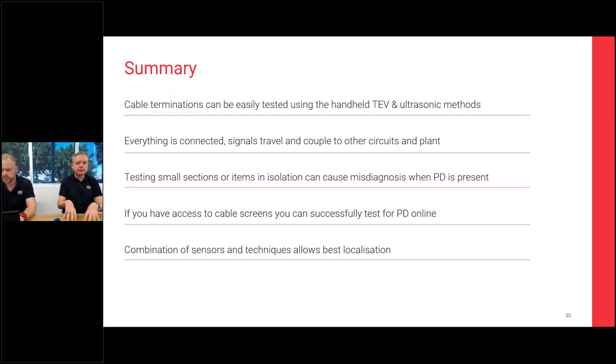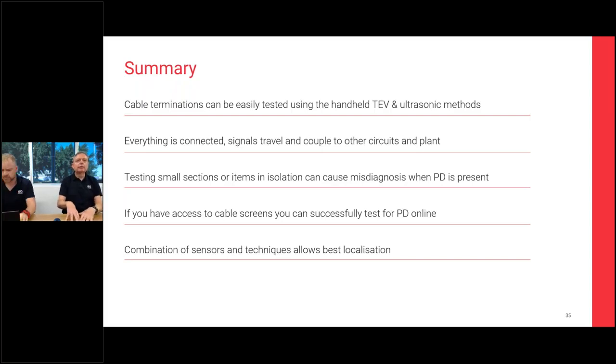Certainly maybe the transition joints from when you've cut in the new substation, you've got XLPE cutting into the old PILC cable, and you've got that transition joint maybe 20, 30 meters up. You can find that just by using the TEV and ultrasonic.